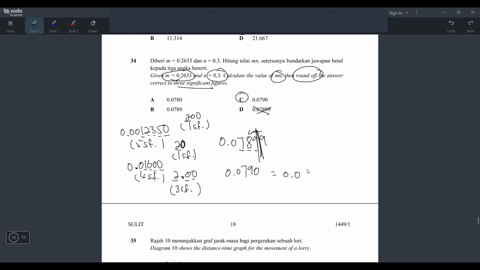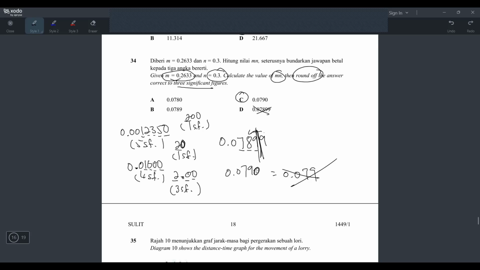What if I write 0.079? Wrong. Even though this one and this one is the like same value, but it's wrong. Because if you write like this, you are round off to two significant figure. Okay, the zero at the back, why is it important to write?